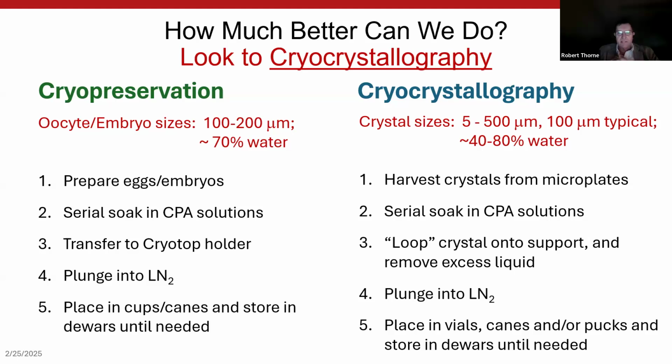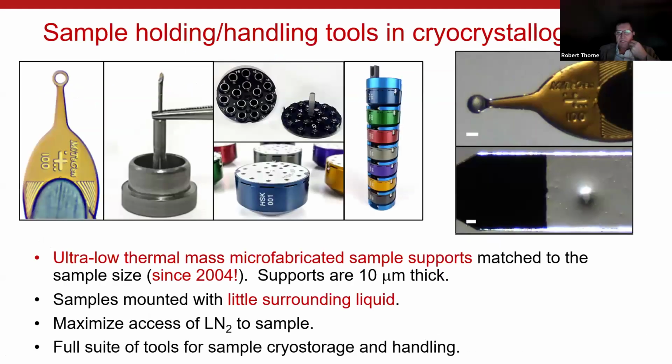And then the basic steps: harvesting your samples, serial soaking them in cryoprotectants, putting them on a support, plunging them in liquid nitrogen, and then storing them. It's all the same stuff. But since in crystallography, we do enormously more samples than are done in assisted reproduction, there's been a push to develop good tools. And so on the left are shown the sample supports we use that take the place of things like cryotops and straws.